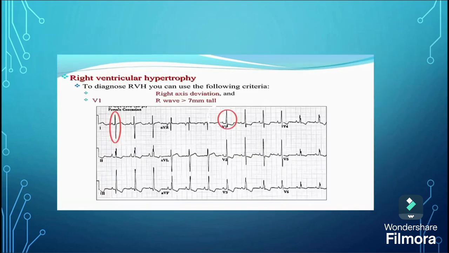Right ventricular hypertrophy. So here the right axis deviation and the R waves are very tall. You can see the tall R waves here. You can see the tall R wave here in V1. So this is right ventricular hypertrophy or right axis deviation.